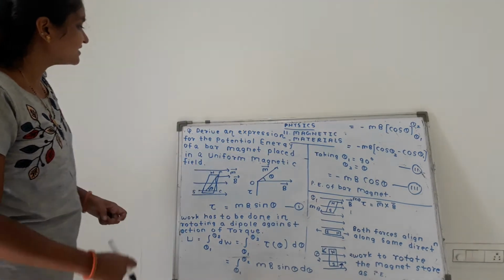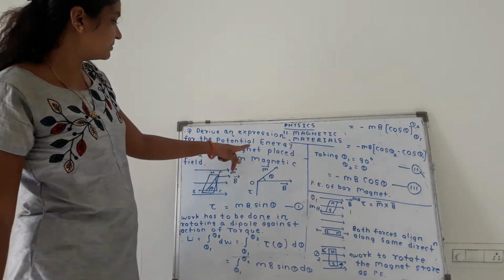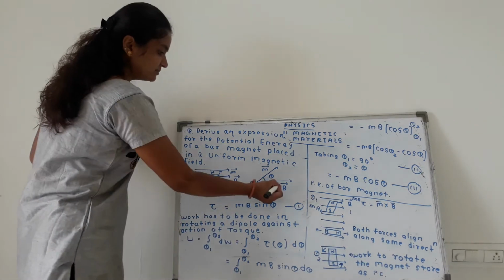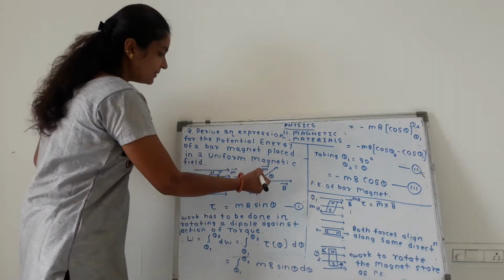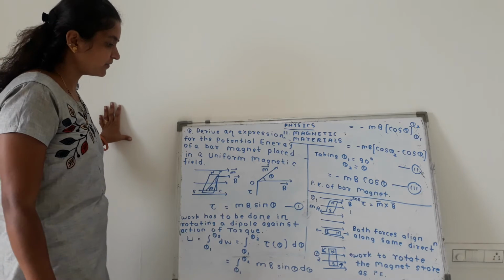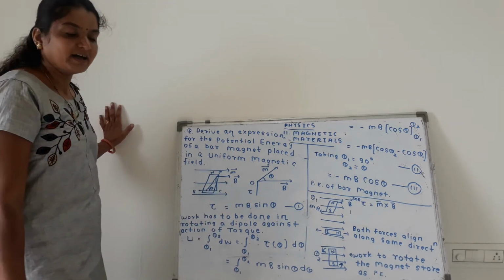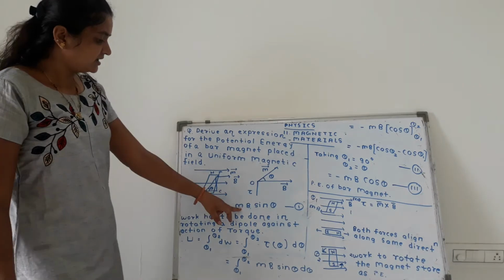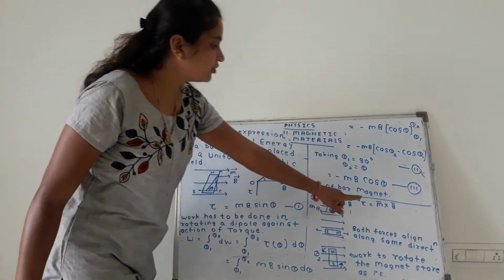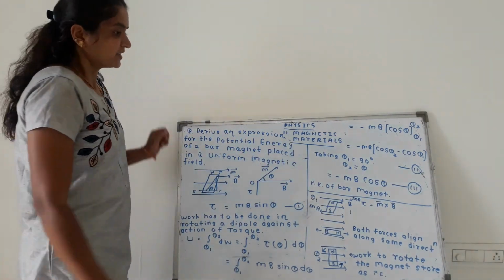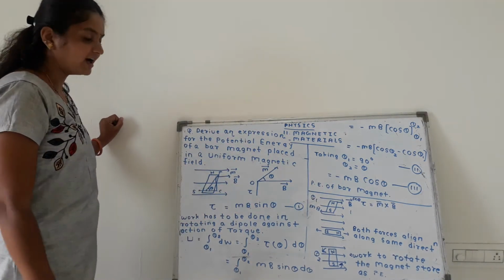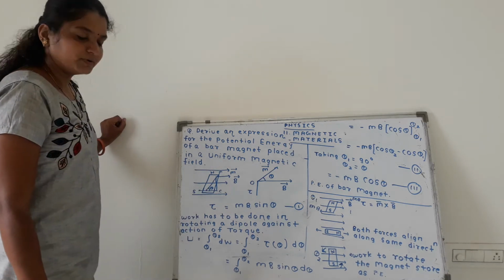Derive the expression for the potential energy of the bar magnet when it is placed in a uniform magnetic field. B is the magnetic field, M is the magnetic moment, theta is the angle of rotation, and tau is the torque acting on the bar magnet. The first equation is tau equal to M bar cross B bar. The cross product shows the angle sin theta, hence tau is equal to M B sin theta.